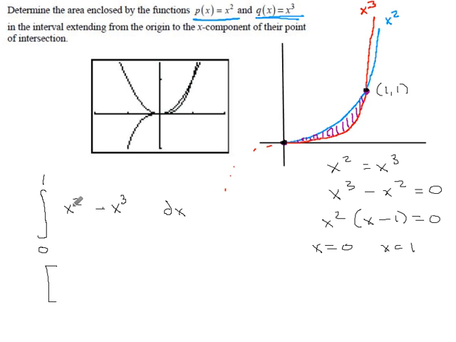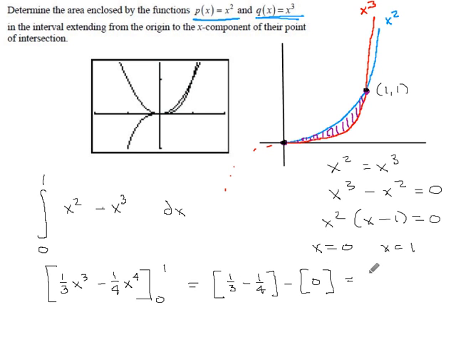Our antiderivative is going to be 1/3 x cubed minus 1/4 x to the 4th, evaluated from 0 to 1. So if we put 1 in this, we get 1/3 minus 1/4. If we put 0 into this, a wonderful thing happens. We get a bunch of zeros, and so that section just vanishes. 1/3 minus 1/4 is 4/12 minus 3/12 is 1/12. So that should be our area.